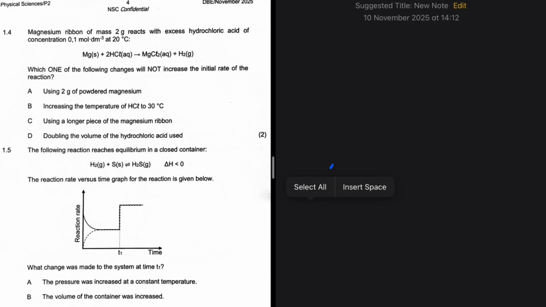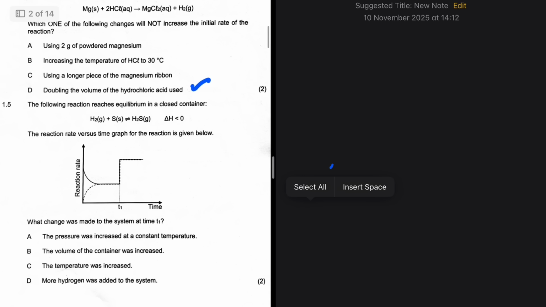D, doubling the volume of the hydrochloric acid used. The hydrochloric acid is in excess, so we already have excess number of moles that are ready to react. So when we increase the volume of the hydrochloric acid, which is in excess, it's not going to increase the initial rate of the reaction. So the answer to 1.4 is D.